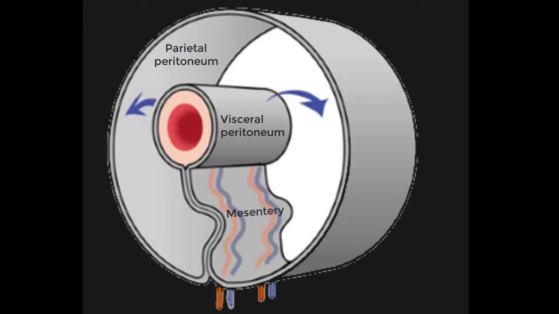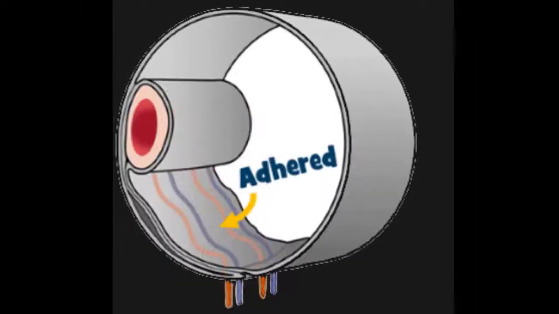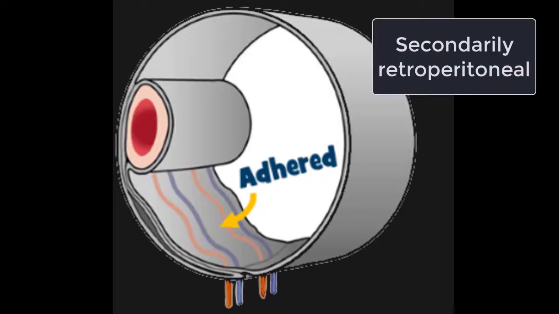The visceral peritoneum that lines the organ, along with their mesentery, then adhered to the parietal peritoneum that lined the posterior abdominal wall. Once placed along the posterior wall, the organ is located behind the original layer of the visceral peritoneum, so it's defined as being secondarily retroperitoneal.